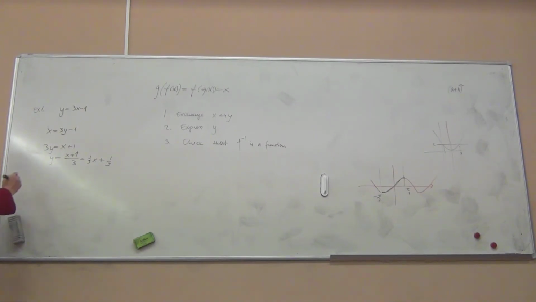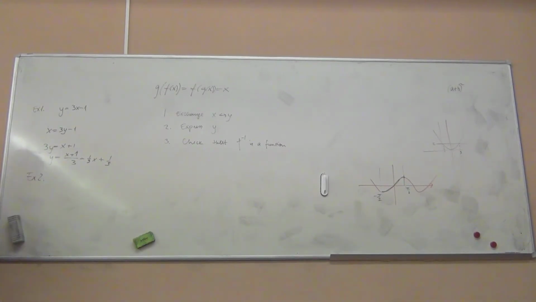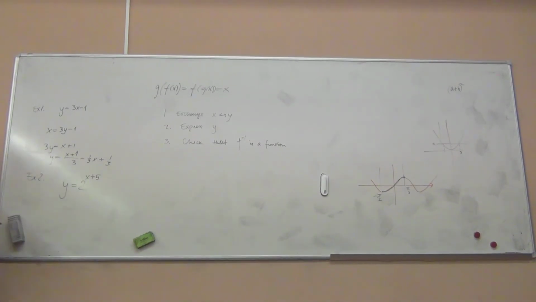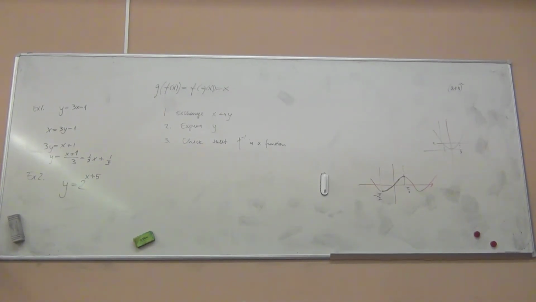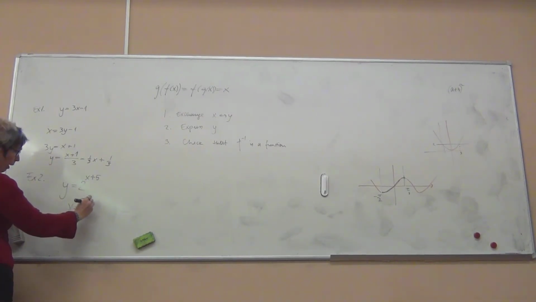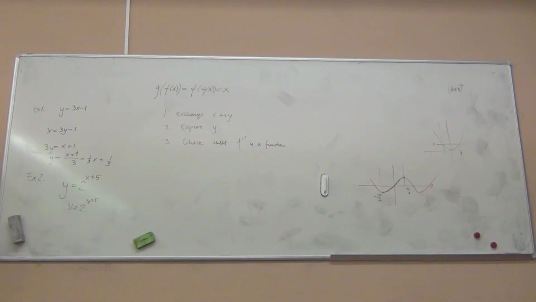The second example, y equals 2 to the power x plus 5. What happens here? First of all, exchange the variables. X equals 2 to the power y plus 5. Now, how to express y from this? Now you need to remember the definition of logarithms.